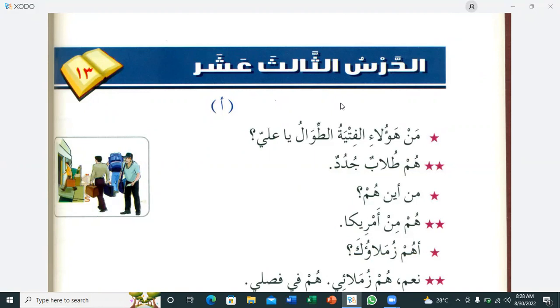Man ha'ulai. Who are these? Al-fityatu, young men. At-tivalu, tall. Man ha'ulai al-fityatu at-tivalu ya Ali. Who are these young tall men, O Ali?